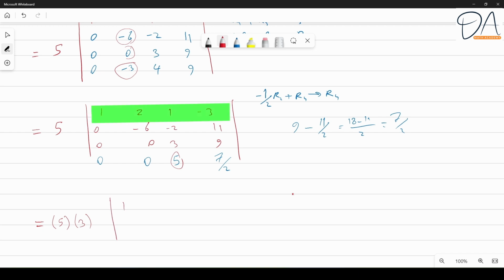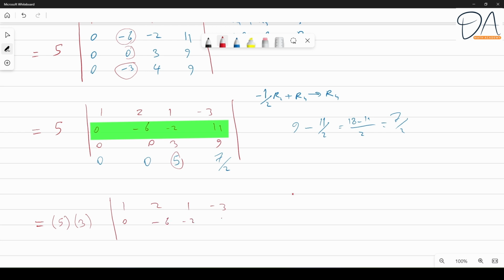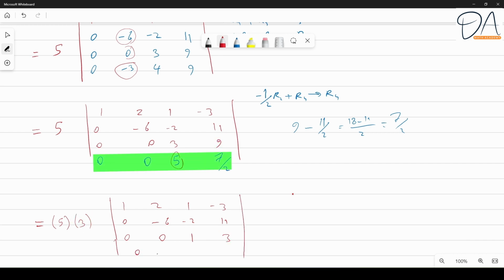The first row remains as is. Second row remains as is. And the third row, now we took 3 as a common factor. So 0 divided by 3 is 0, 0 divided by 3 is 0, 3 divided by 3 is 1, 9 divided by 3 is 3. And then we have 0, 0, 5, 7/2.